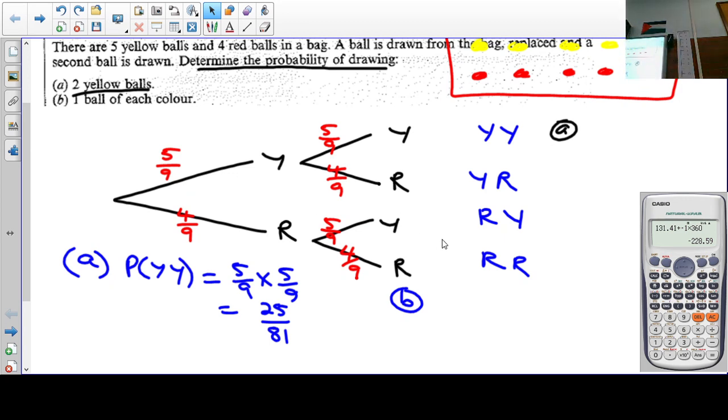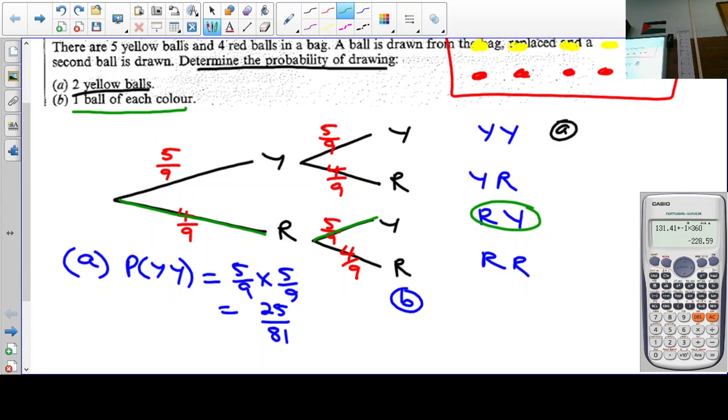Right, you said you know the answer? The answer to B is? 4 over 9 times 5 over 9. Okay. Give it a chance. So how did you get 4 over 9 times 5? How did you get that? What is the question? One ball of each color. So you went 4 over 9 times 5 over 9, which is this one here, not so?